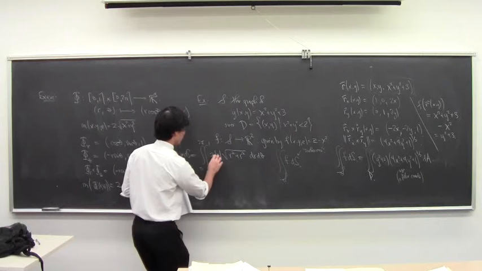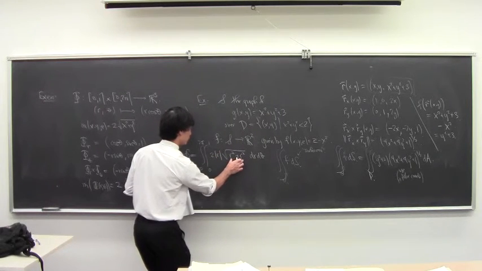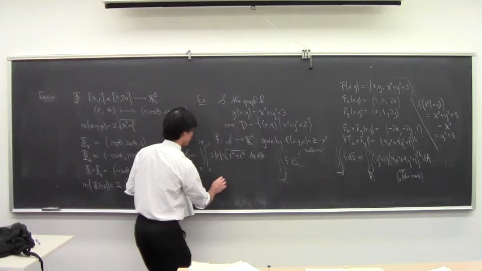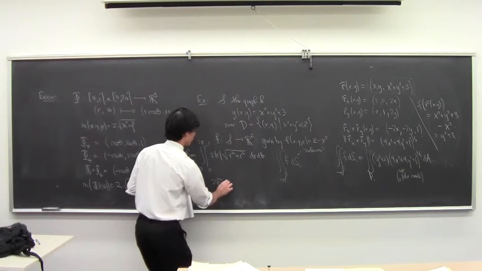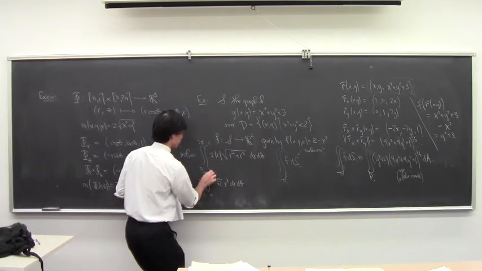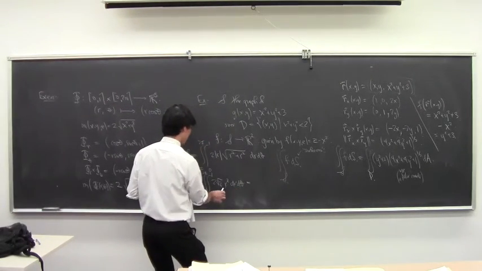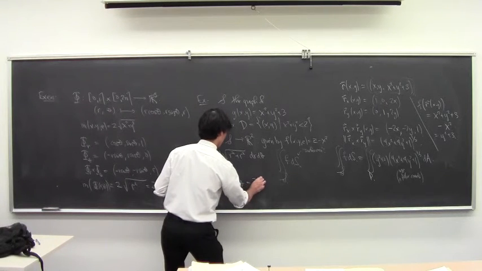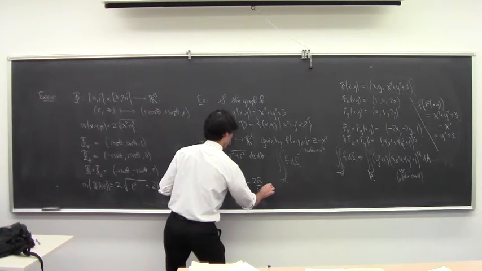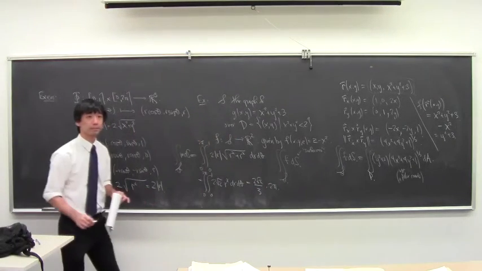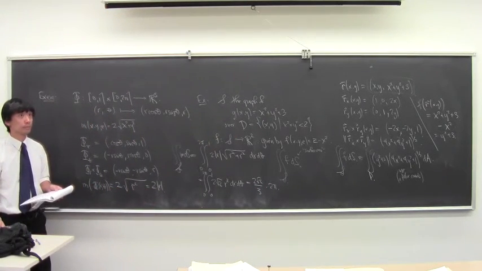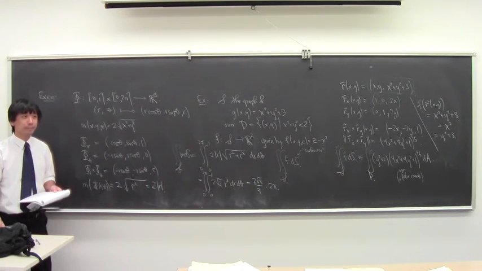Right? So you can get rid of those things, and you get 2 square root of 2 r squared dr d theta, from 0 to 2 pi and 0 to 1. So you get 1/3 times 2 pi. Very cool.